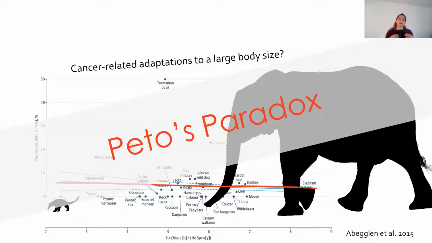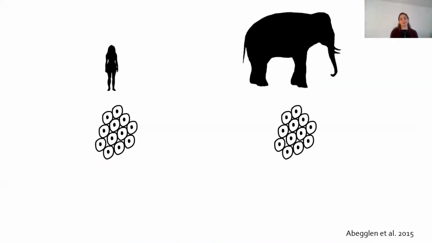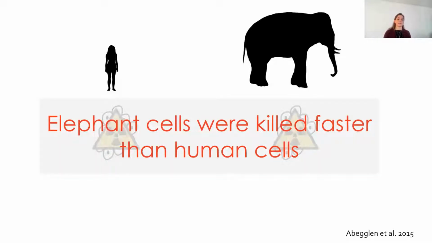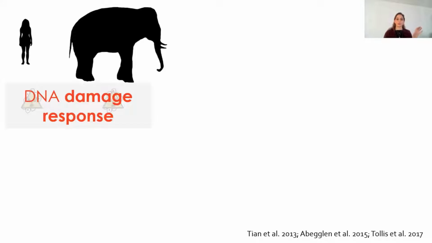One of these is that large-sized organisms can have cancer-related adaptations at the cellular or tissue level to reduce their per cell division cancer risk. And there is some evidence for this in empirical studies. For instance, researchers took fibroblasts from humans and elephants, and they irradiated them. And what they observed was that elephant cells were killed faster than human cells. So this means that elephant cells are more vigilant and less tolerant to DNA damage compared to human cells. So DNA damage response is one aspect of this.